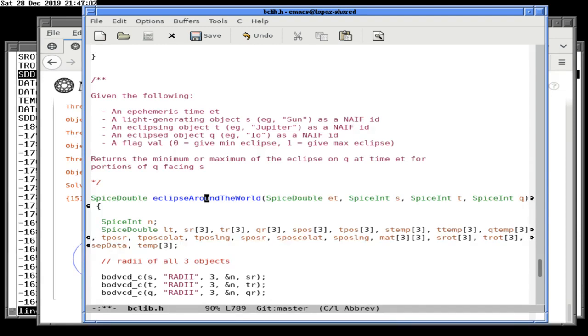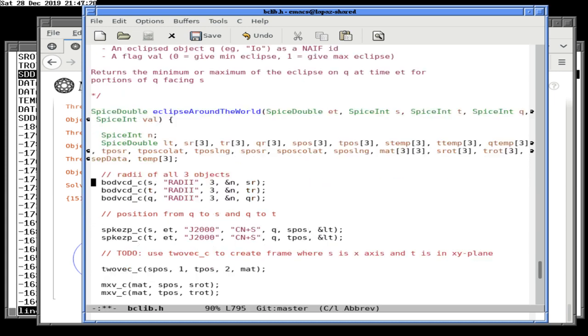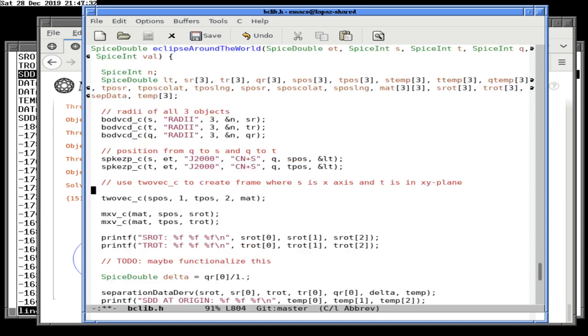Eclipse around the world, SpiceInt, and I do want the flag val to be not boolean, but a SpiceInt. Okay, so we're going to end up computing both of them and then just returning the one they want. SpiceInt all of this, and we're going to trim out unused variables as we go along. Position from QDES, good. No, we're actually doing it now. Use two vectors to create a frame where S is the x-axis.